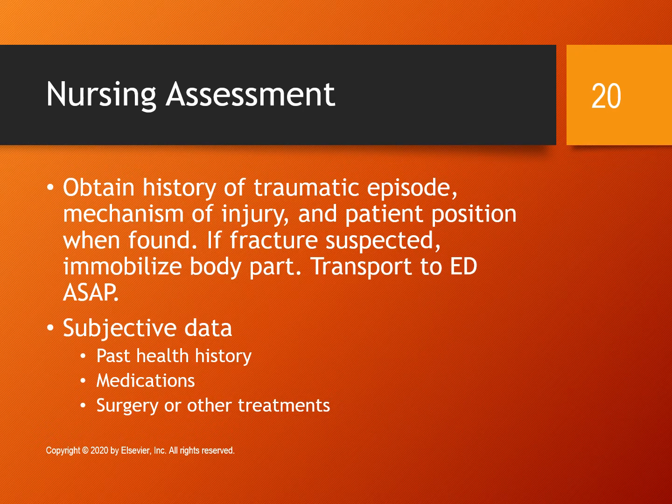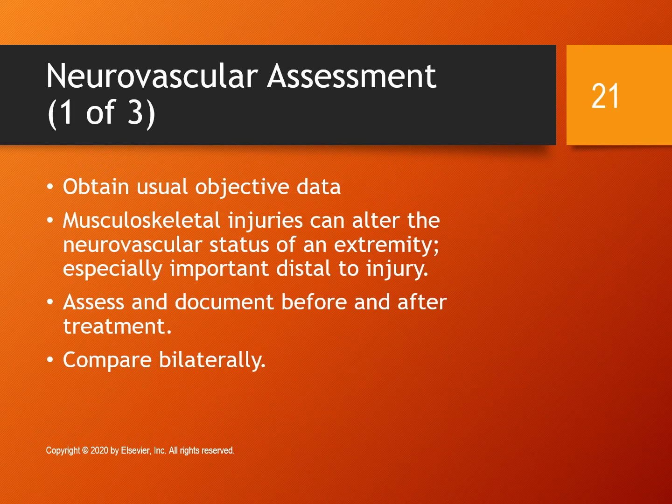For nursing assessment, you want to assess how the traumatic episode occurred and then get our usual subjective data. Moving on to objective data, collect our usual objective data, and then a focused neurovascular assessment. So musculoskeletal injuries can alter the neurovascular status of an extremity. Assess and document before and after treatment. So, pulses, skin temperature, sensation, and always compare this bilaterally.